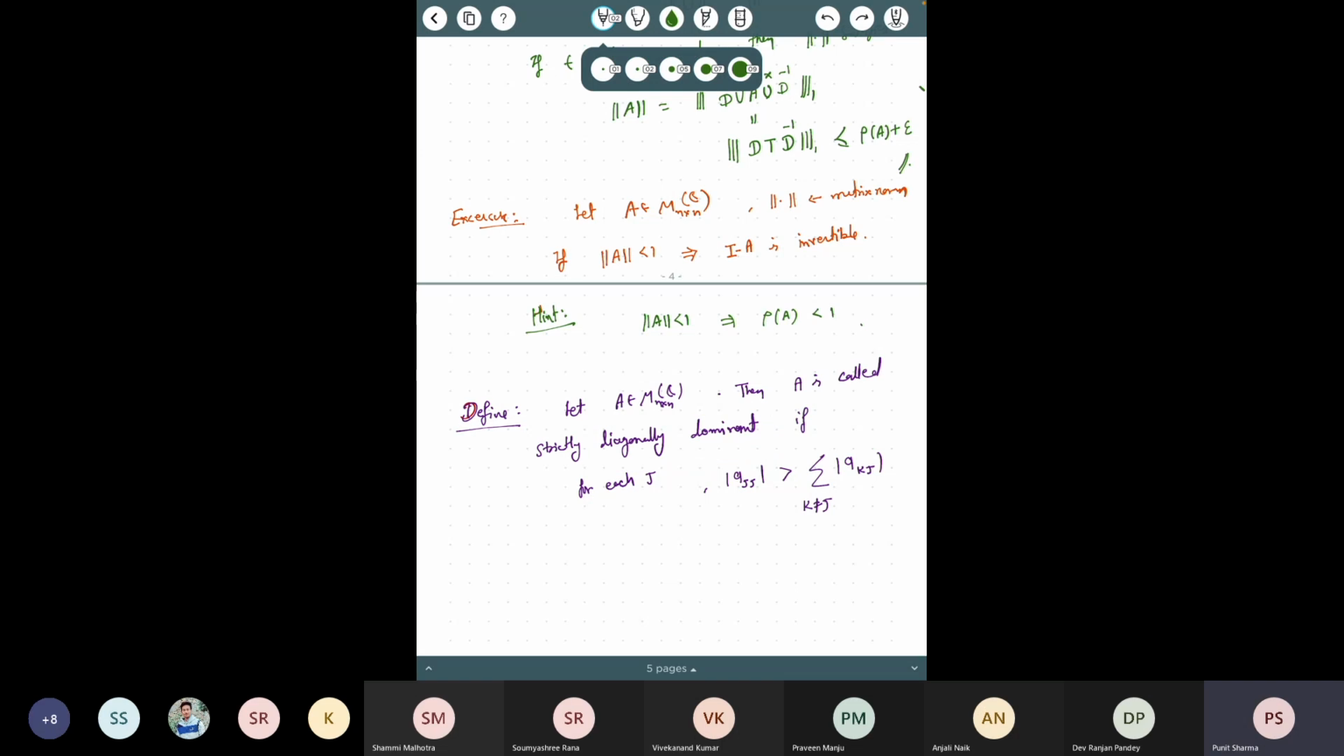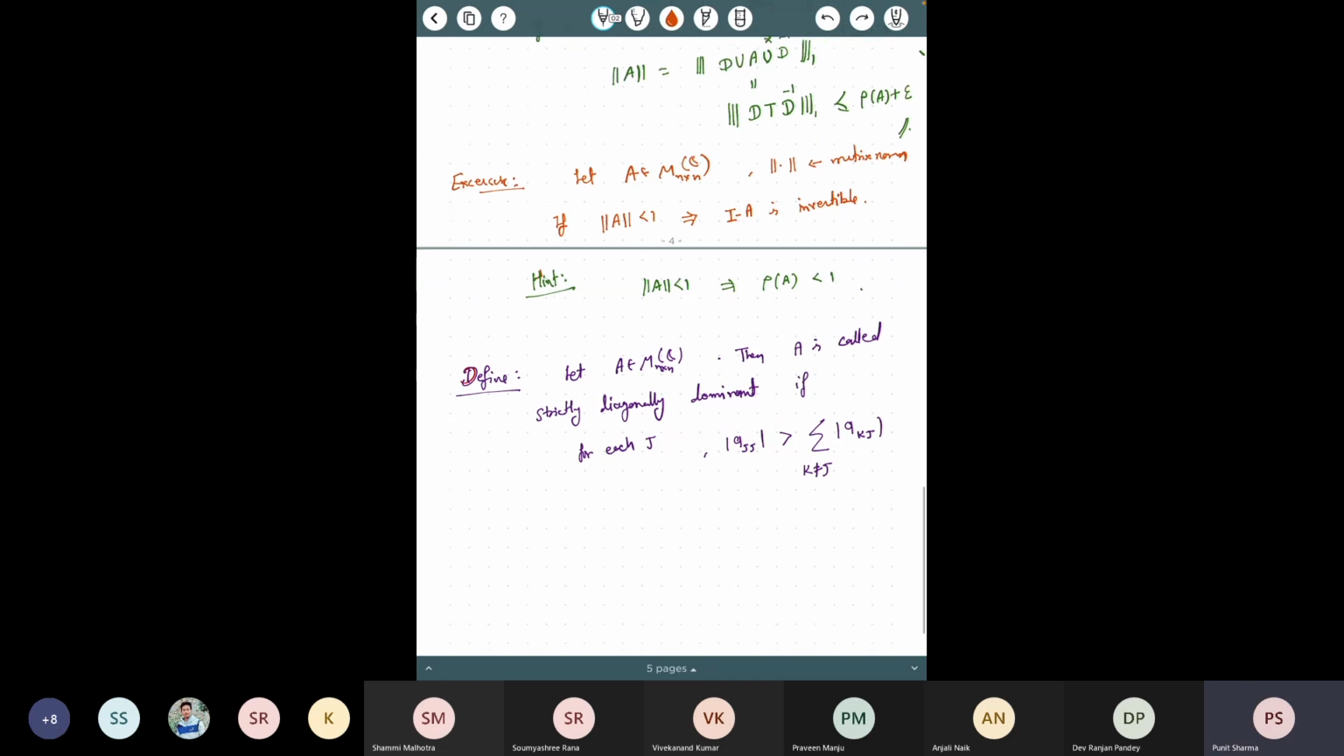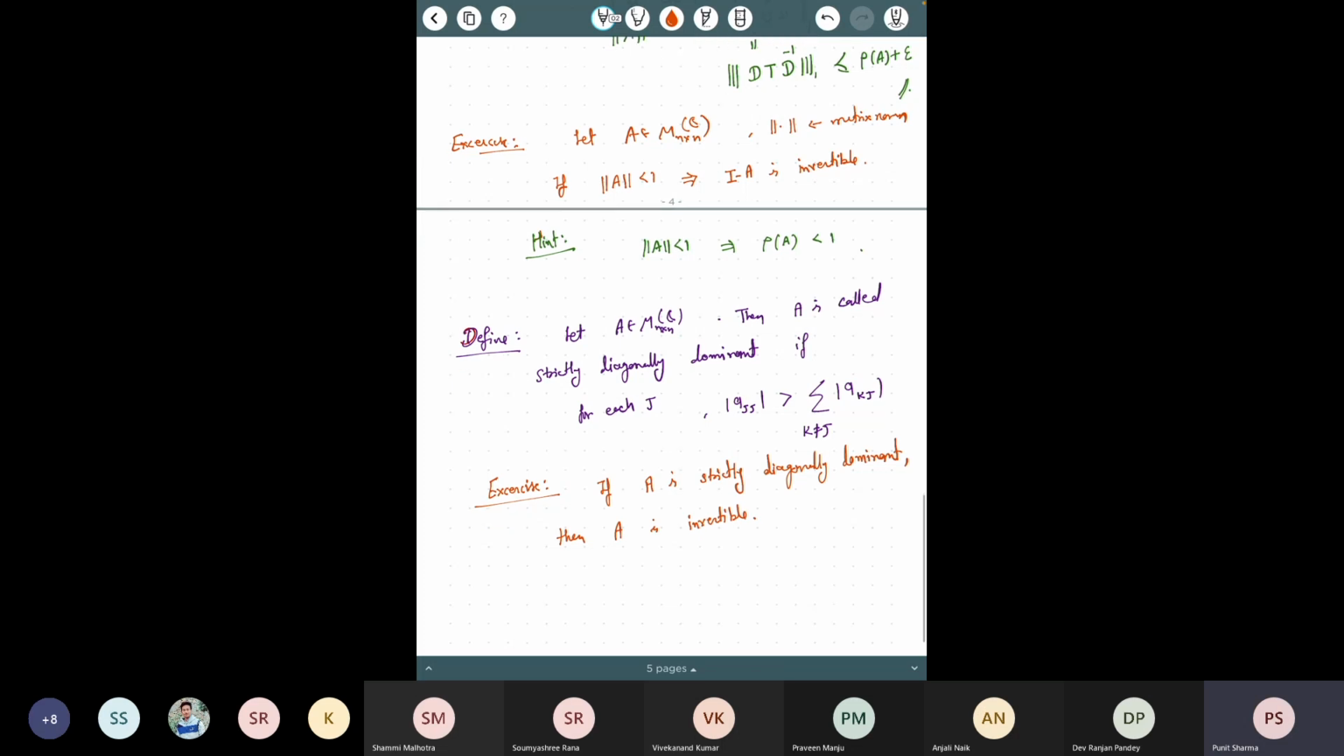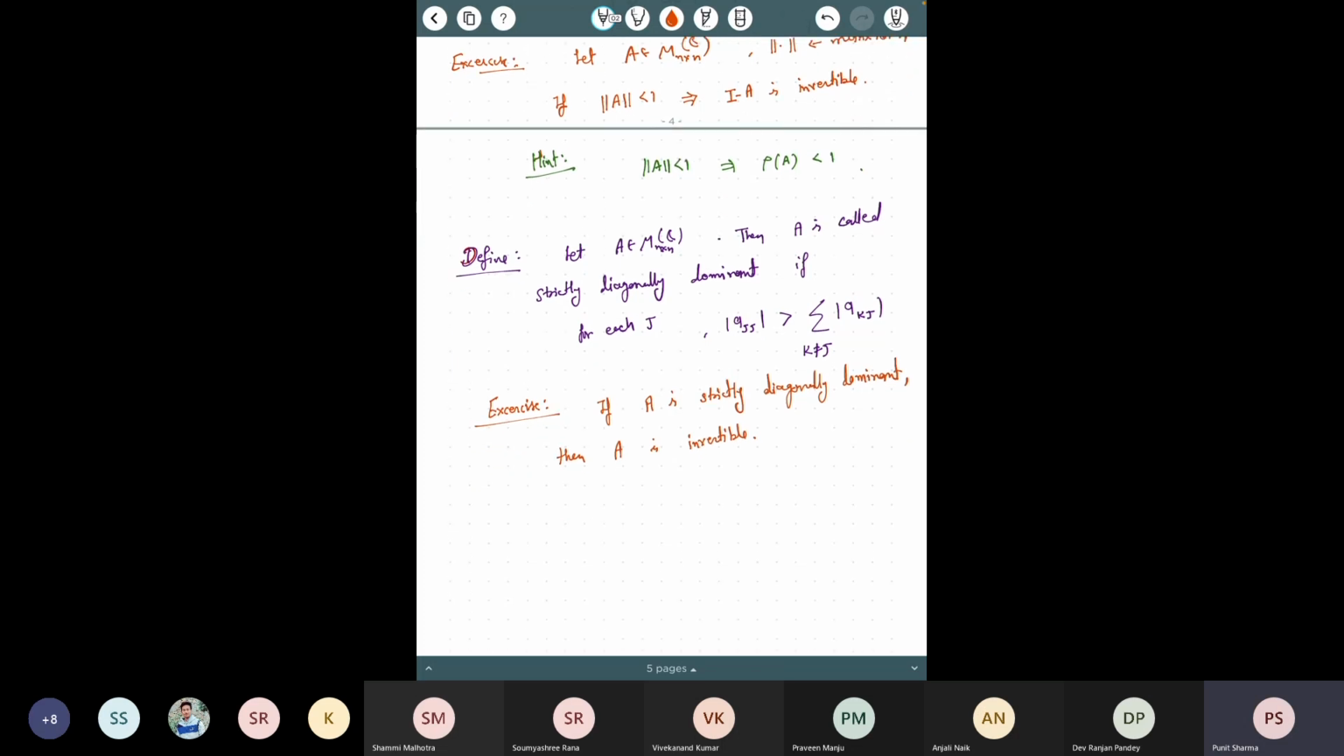All right, and with this, using whatever we have done so far, you can prove the following exercise: if a matrix A is strictly diagonally dominant, then A is invertible. So every strictly diagonally dominant matrix is invertible. Again, this is not difficult to prove.